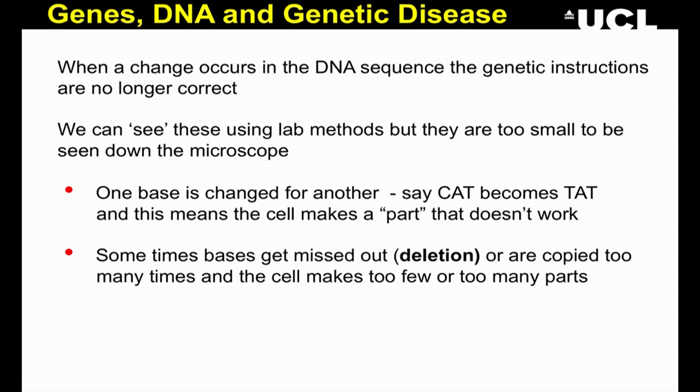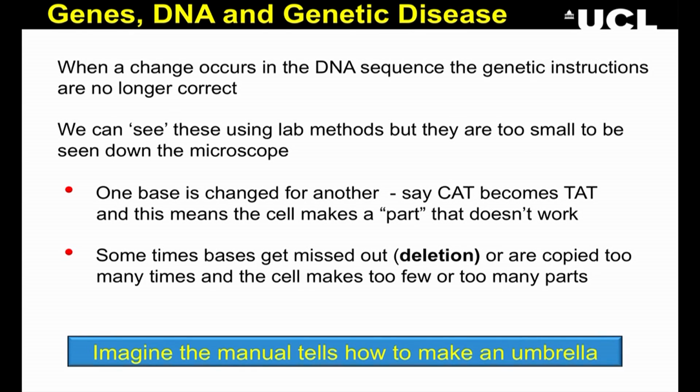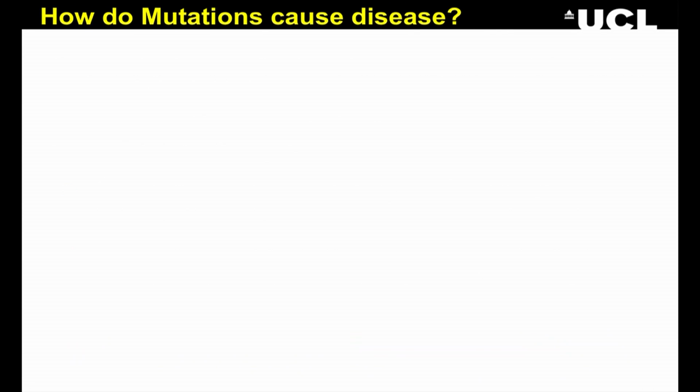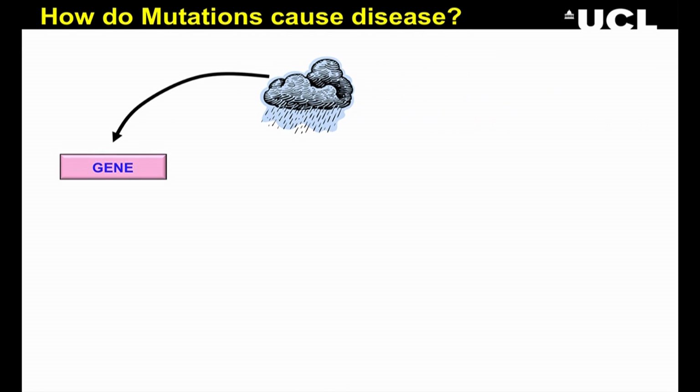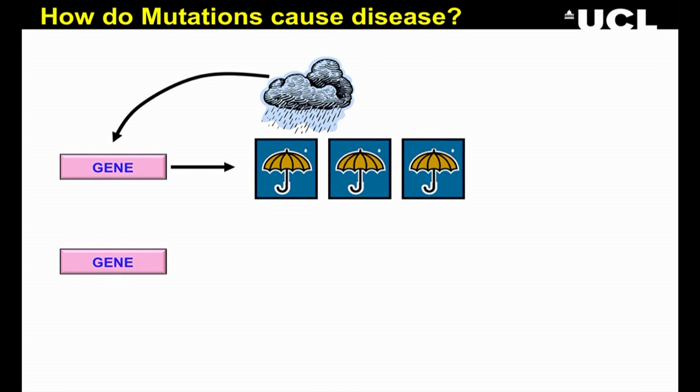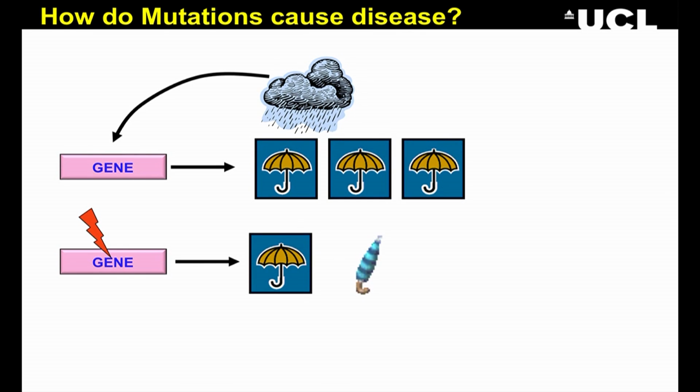When a change occurs in the DNA sequence, the genetic instructions are no longer correct. It's like having a typo in the manual. One base is changed for another, and for example, CAT becomes TAT. It means the cell makes a part that doesn't work. Sometimes bases get missed out or are copied too many times, and the cell makes too few or too many parts. Imagine the manual tells how to make an umbrella.